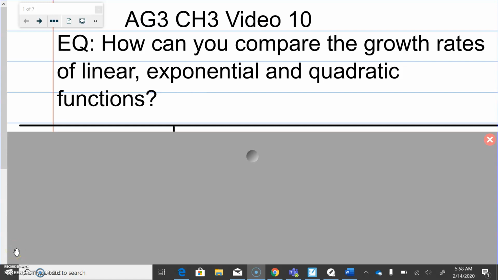Welcome back. This is AG3 Chapter 3, video number 10. Our central question is, how can you compare the growth rates of linear, exponential, and quadratic functions? So we'll be looking at each one of these functions.